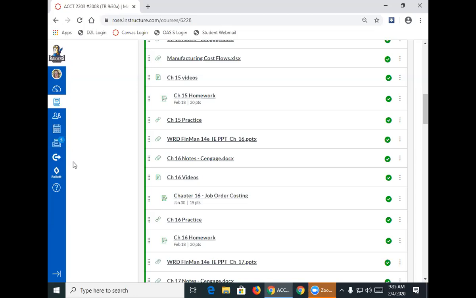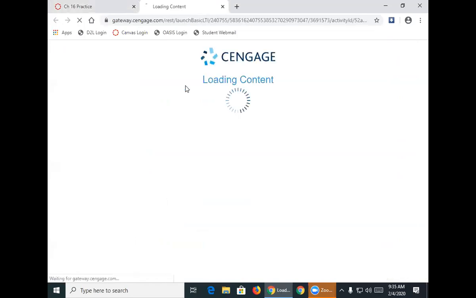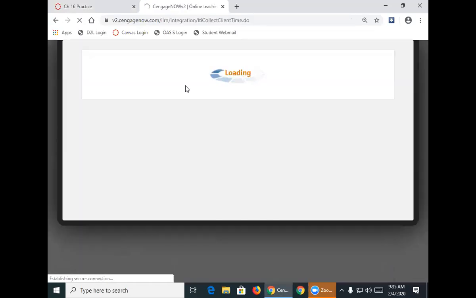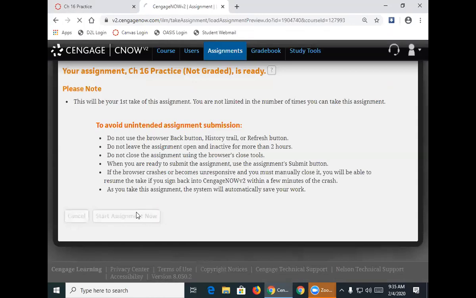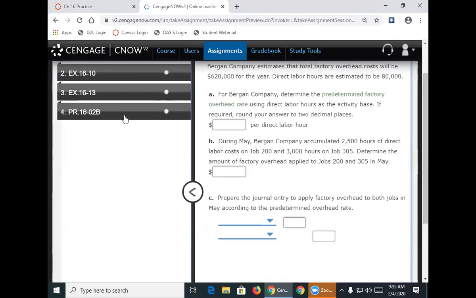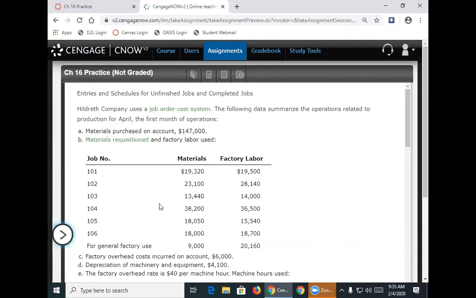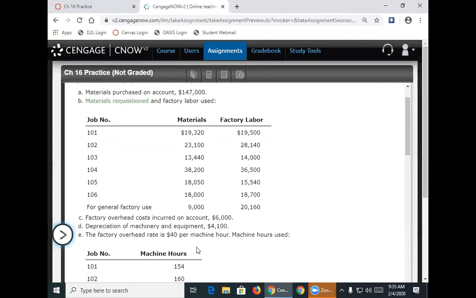So again, from 15 to 16, your cost flows are the same between materials, work in process, finished goods, cost of goods sold. So the last one we're working on is doing the journal entries and keeping track of specific job costs. So I'm going to go ahead and open up the practice. Okay, so we should be on number 4, the last practice here.